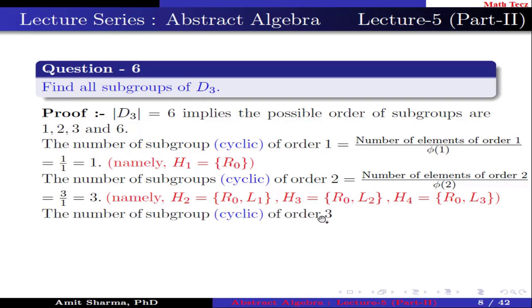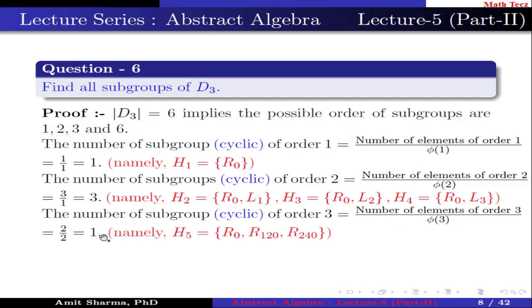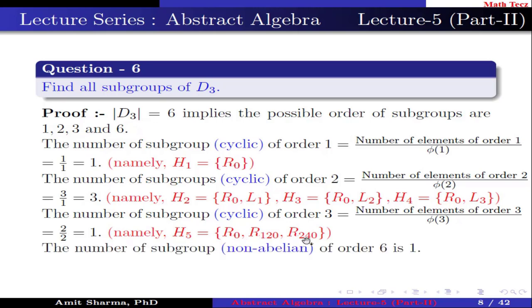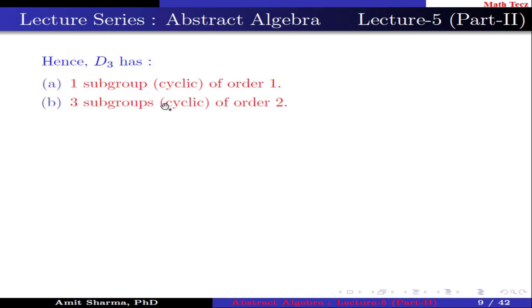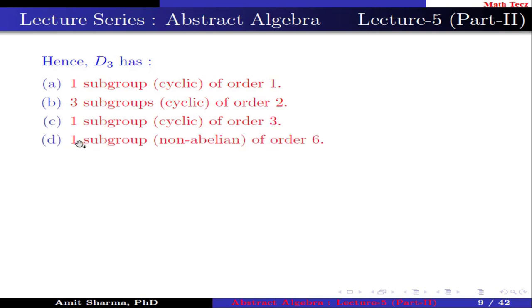The number of subgroups of order 3 which is cyclic equals the number of elements of order 3 divided by phi of 3, which is equal to 1, and the subgroup is H5 containing the elements R0, R120, R240. The number of subgroups of order 6 which is non-abelian is 1, and the subgroup is H6, which is equal to D3. Hence D3 has one cyclic subgroup of order 1, 3 cyclic subgroups of order 2, one cyclic subgroup of order 3, one non-abelian subgroup of order 6.